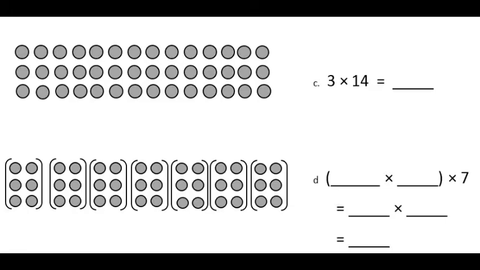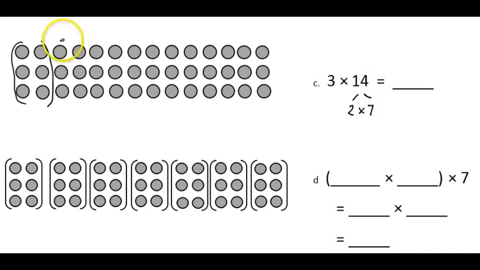Let's look at another problem. This one is 3 times 14, and we started with 3 rows of 14, but we're going to break that 14 apart. I'm going to break it into 2 times 7. And that allows us to chunk the big array into smaller arrays.